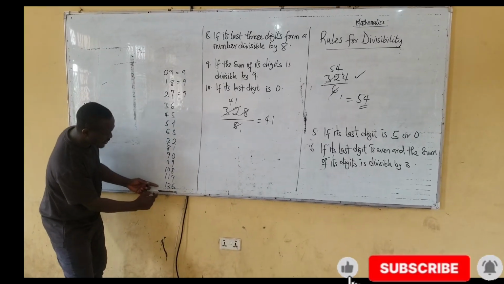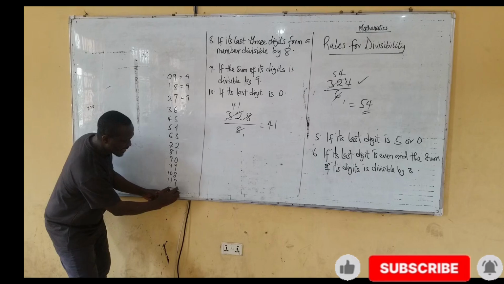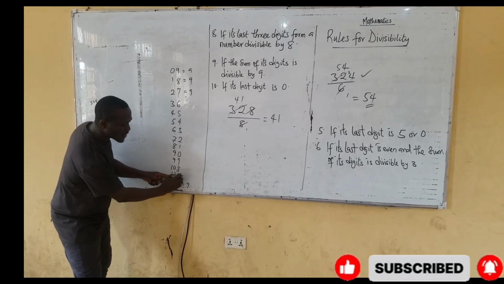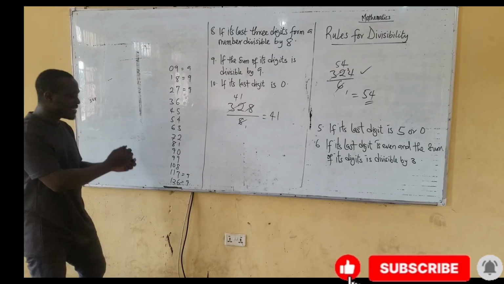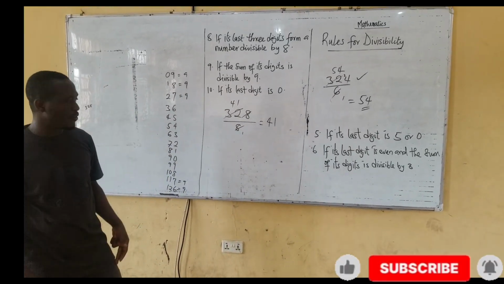Let us go down and check. 1 plus 2 is 3. 3 plus 6 is also 9. 1 plus 1 is 2, plus 7 is still 9. So when you add and the sum is divisible by 9, that is, 9 can divide that number.